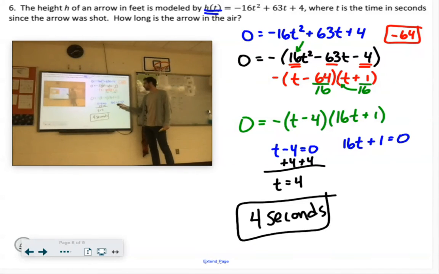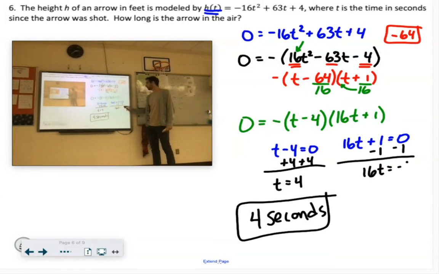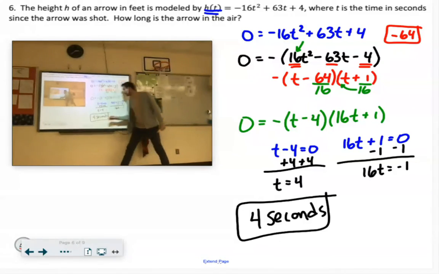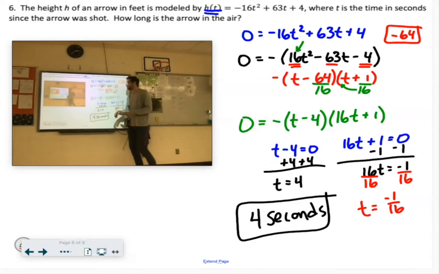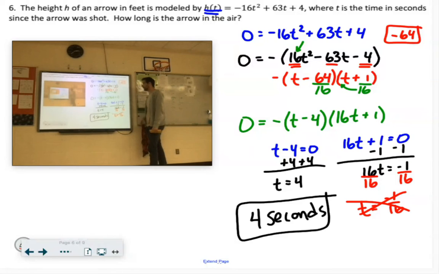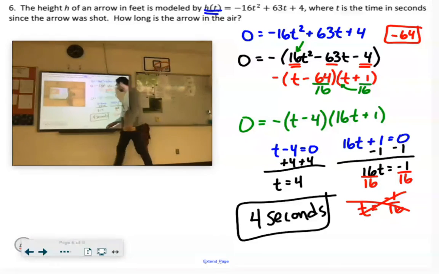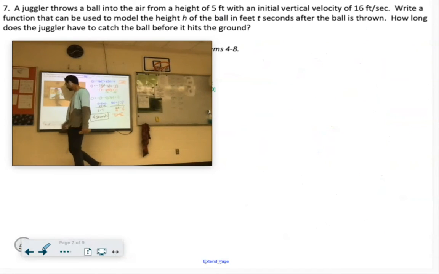Let's see what happens over here. First we'd subtract the 1. 16t equals negative 1. And then we would divide by 16. So we'd have negative 1/16 seconds. That doesn't really make sense for this. So that would be eliminated as an option. Cool. All right, let's try the other one.